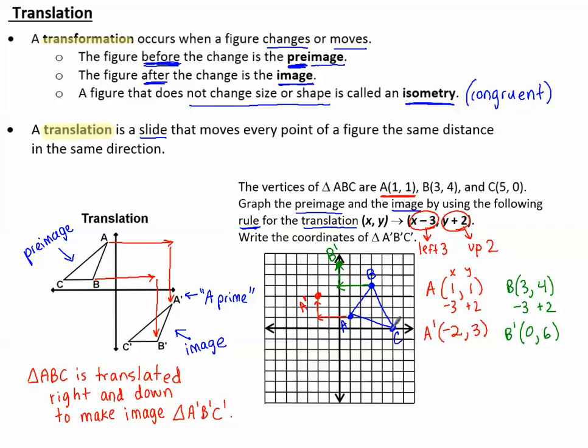Let's find point C, 1, 2, 3, 1, 2, and there is C prime, the image of point C. Now I can connect the points to create the image of triangle ABC. Notice that it looks like this entire triangle has been shifted left and up to create a congruent triangle that has been translated left and up.